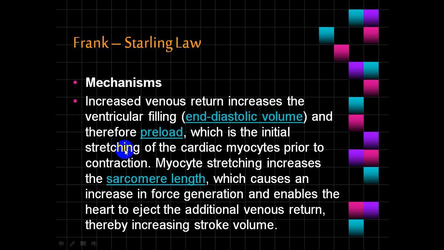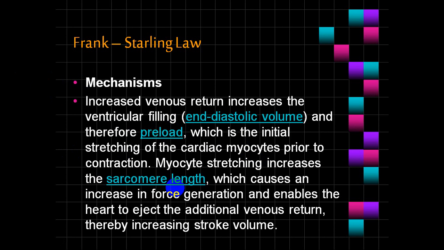Come again to the Frank-Starling law or mechanism. Increased venous return means increased preload and increased ventricular filling, that is, increased diastolic volume. Preload, as we discussed, is the initial stretching of the cardiac myocyte, whose sarcomere is the contractile unit, prior to contraction. Myocyte stretching increases the sarcomere length. That is why there is less overcrowding of the myosin heads and more exposure of these heads to interact with the thin filament to generate more contraction.